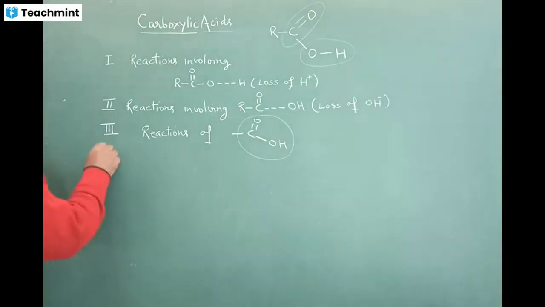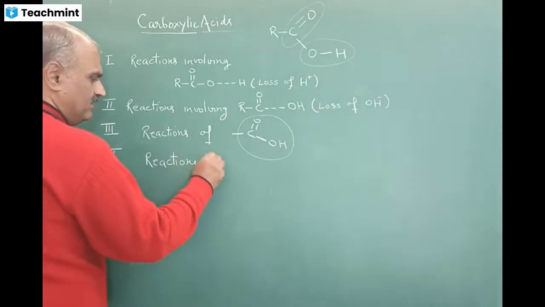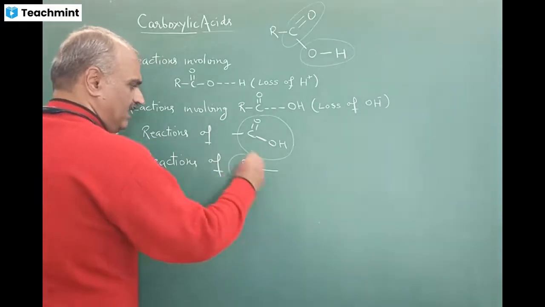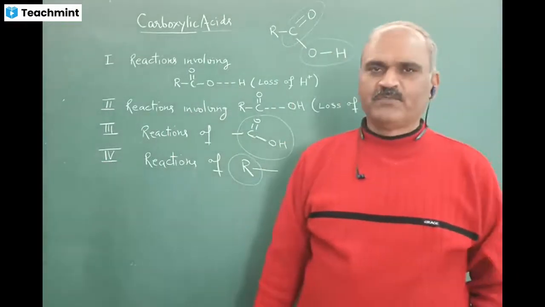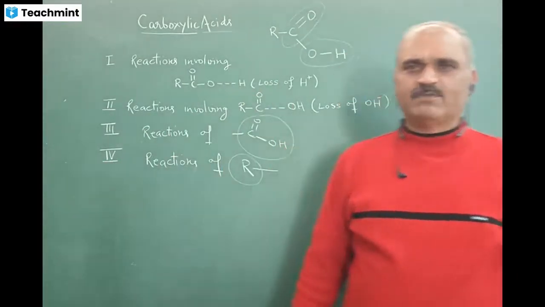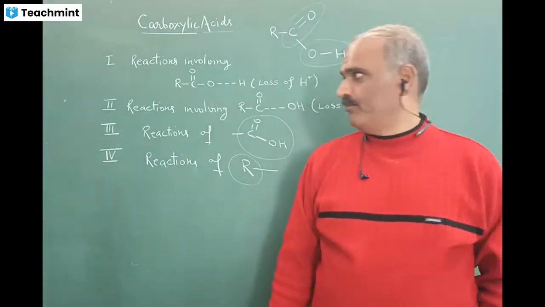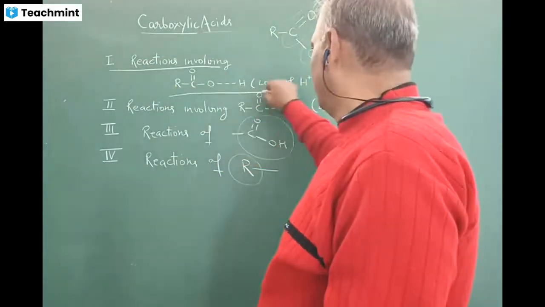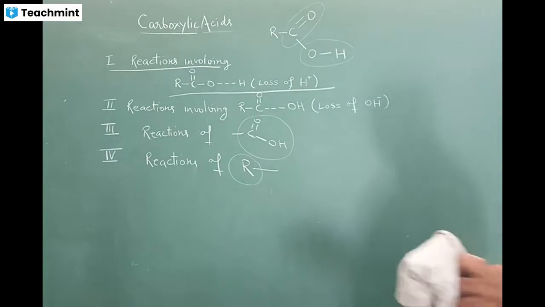And the fourth category of reactions will be those in which the alkyl part will get involved. COOH will not take part, the alkyl part will take part in the chemical reaction. So these are the four types of chemical reactions which we are going to study today. Let us take the first category, reactions involving dissociation of the OH bond and loss of H plus.